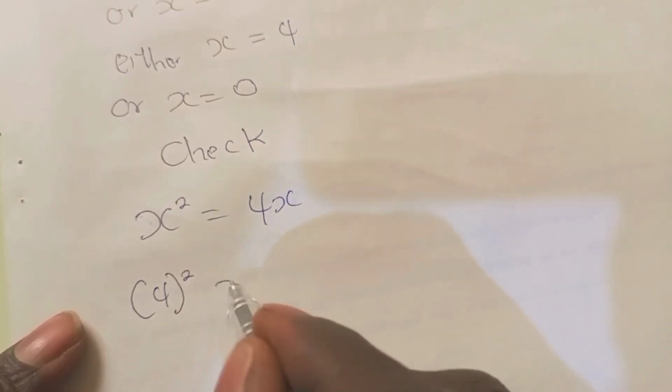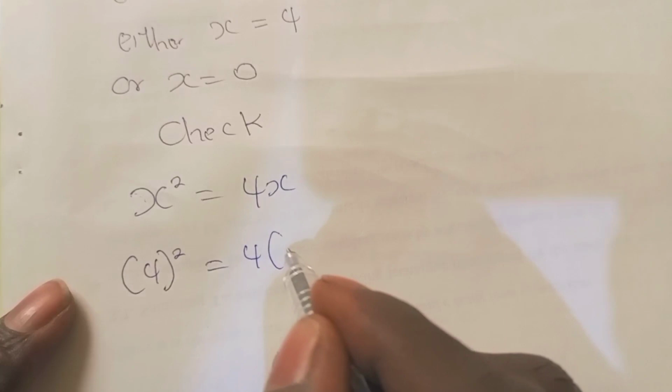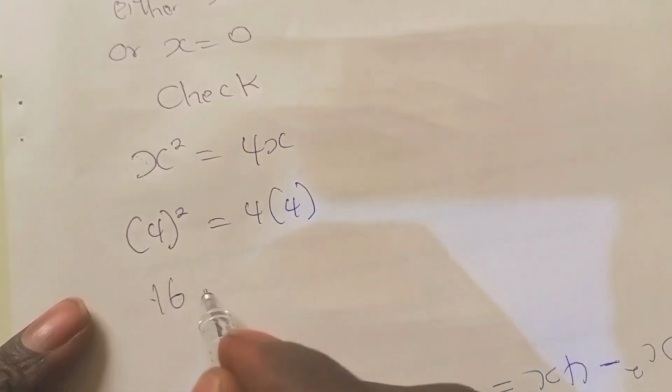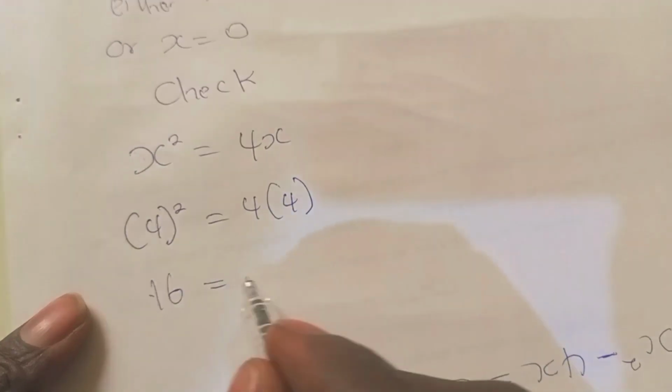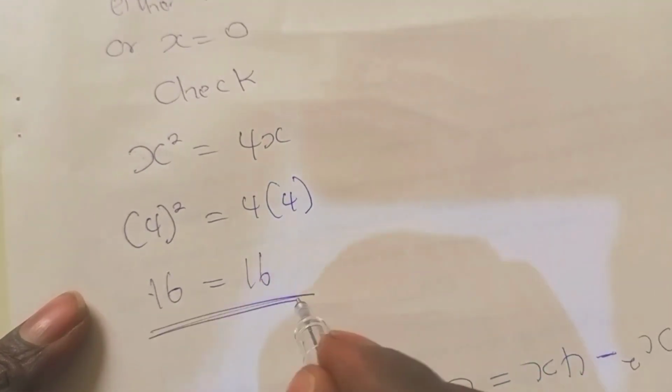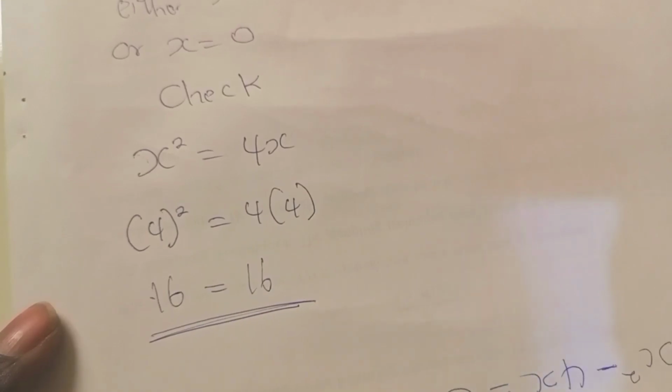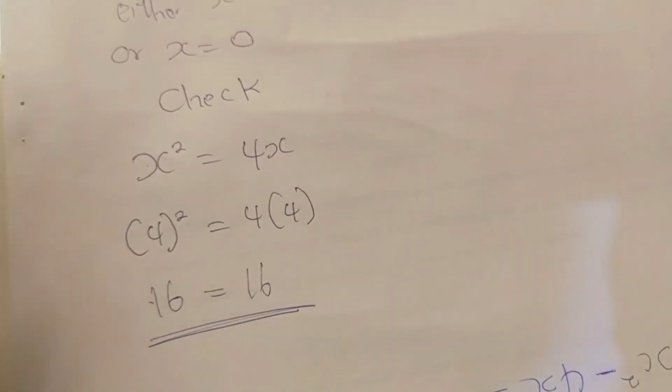So 4 squared is equal to 4 bracket 4, which is 4 squared is 16, which is equal to 4 times 4 is 16, which is true. So this is how to solve this particular problem.